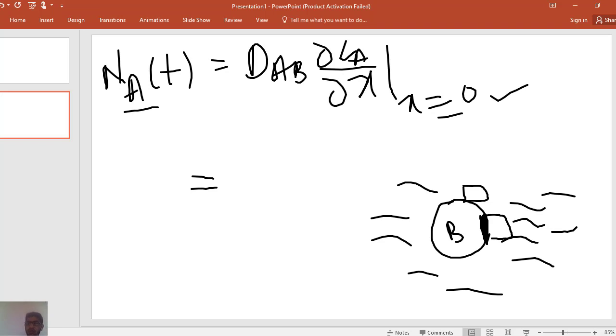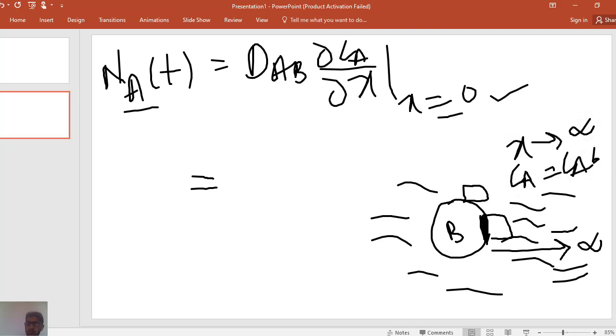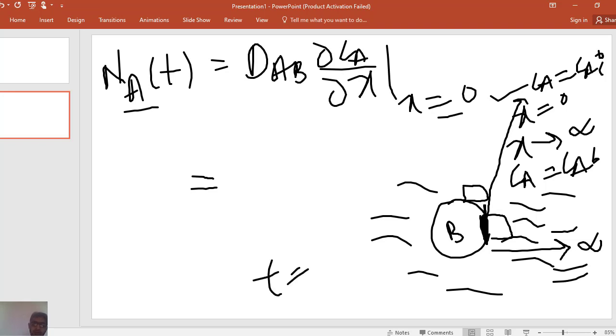Similarly, when x tends to infinity, CA will be equal to CAB. This is one of the conditions. Similarly, when x is equal to 0, then CA will be equal to CAI, the concentration at the interface. And similarly, when time t is equal to 0, CA will be equal to CAB.